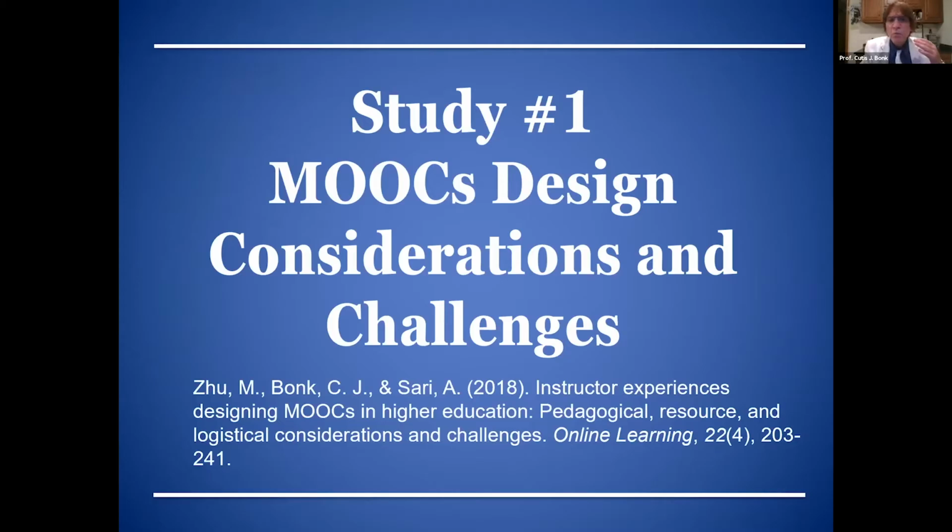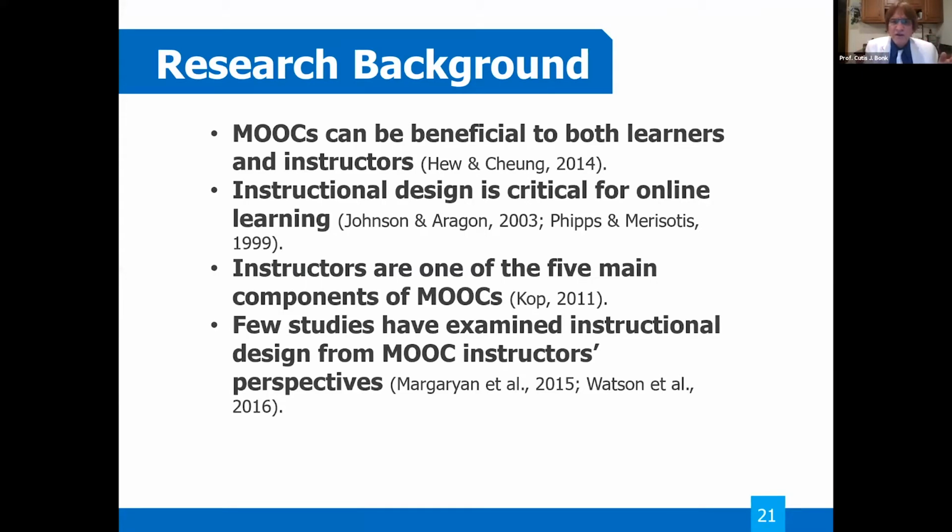And we're going to look at the instructor side, because we've got a database of over 3,000 MOOC instructors. We're able to tap into that for studies on personalization, cultural sensitivity, motivation, professional development, and instructional design. The instructional design is this study.